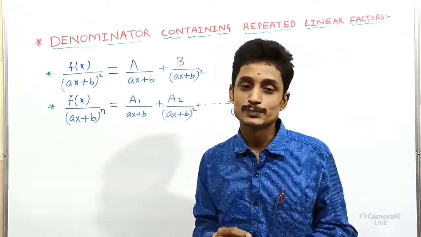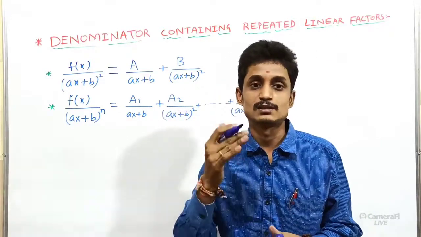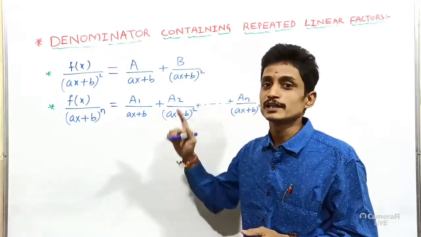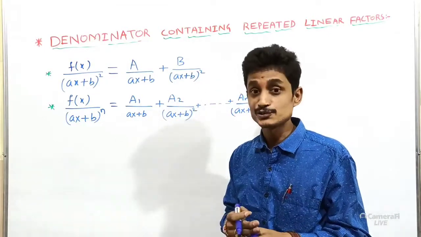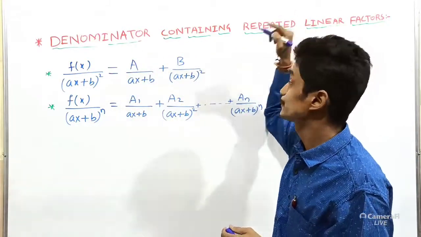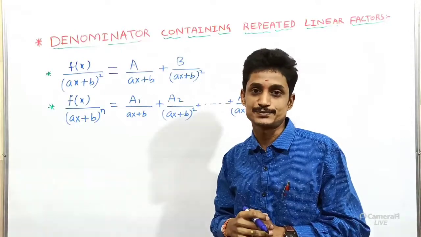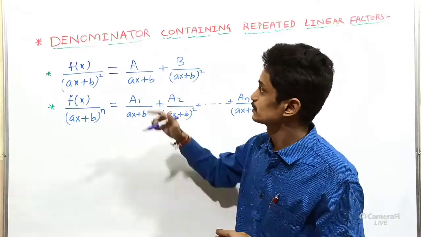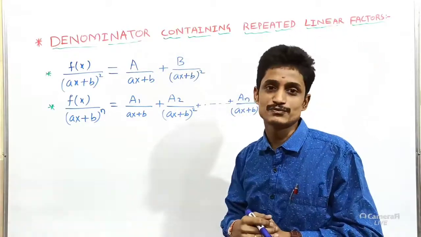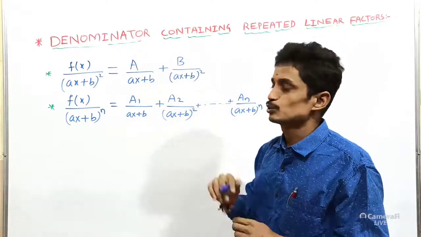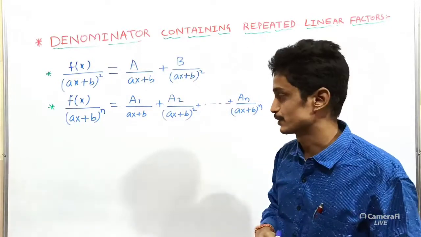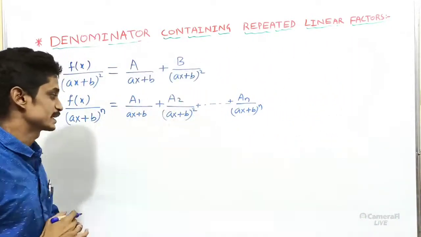Today we are going to discuss the type number 2. In the last class, we learned type number 1, that is a denominator containing non-repeated linear factors. Today we are going to discuss a denominator containing repeated linear factors. However, you know the denominator. Just we discuss about the repeated word. What does it mean by repeated?